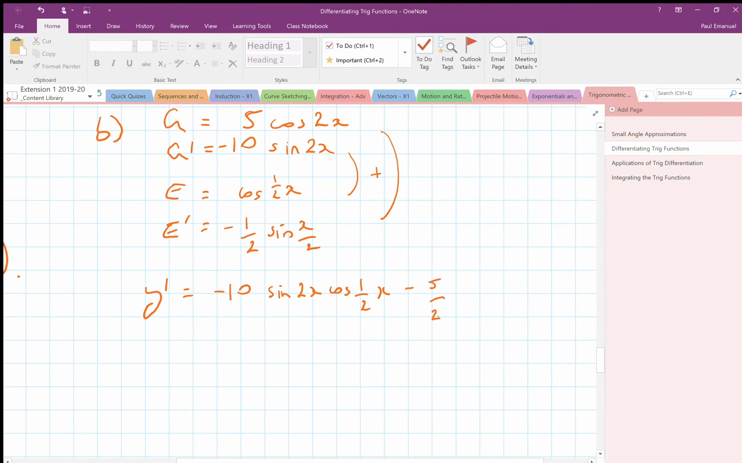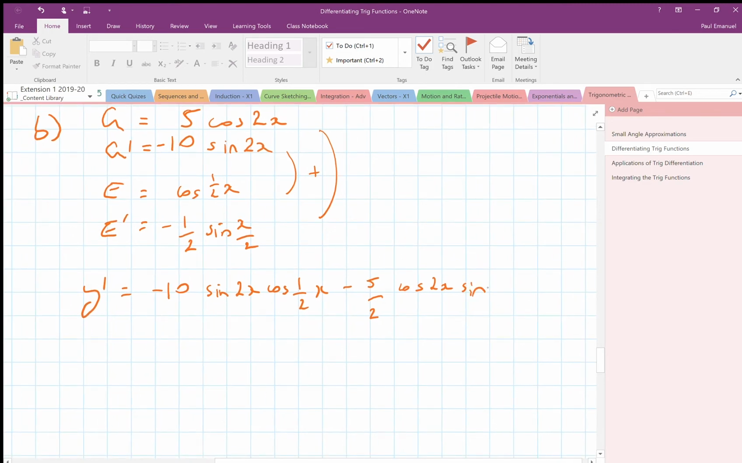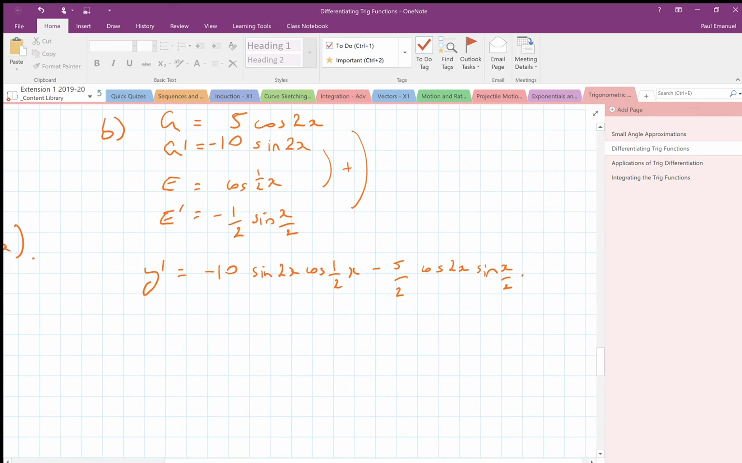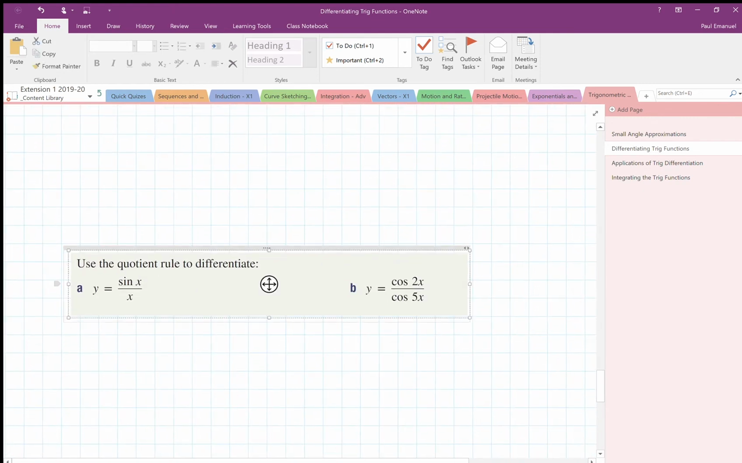minus 5 over 2 cos 2x sine x over 2. And you could potentially do something with that, but to be honest, you don't need to, and it's going to be too messy. And now we've got the quotient rule.